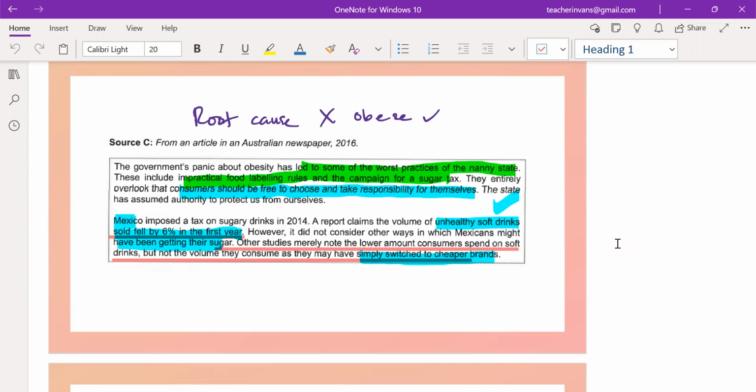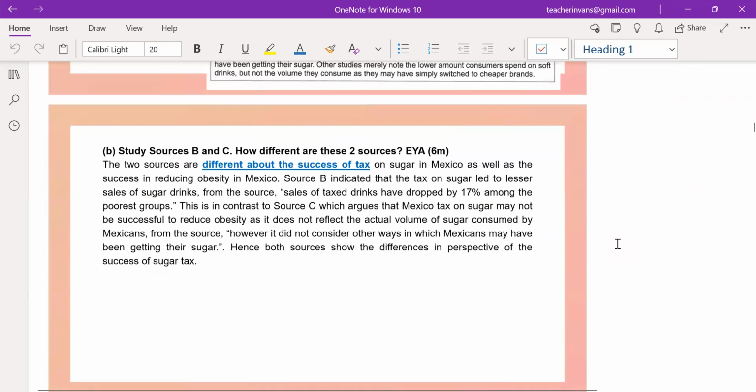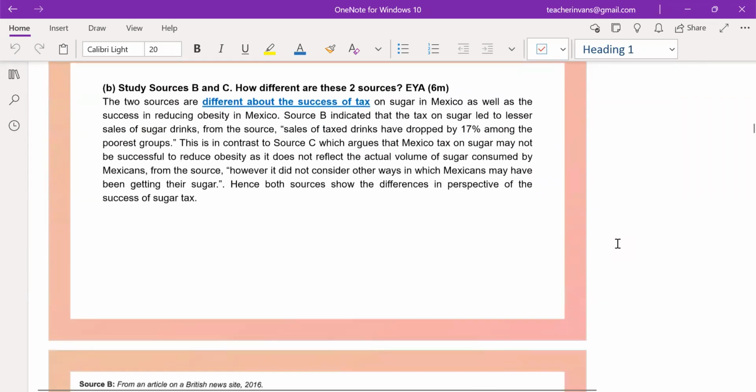So you see, as you are reading all these sources, always go back to the narrative of question 5. I think that is very important. Okay, so let's take a look. Now, both sources are different in showing the success. So it's quite obvious about the success of sugar tax, correct? Source B does tell you that it does help, whereas this is in contrast to source C. Hence, both sources show the difference in perspective about the success of sugar tax. I think this is quite easy.